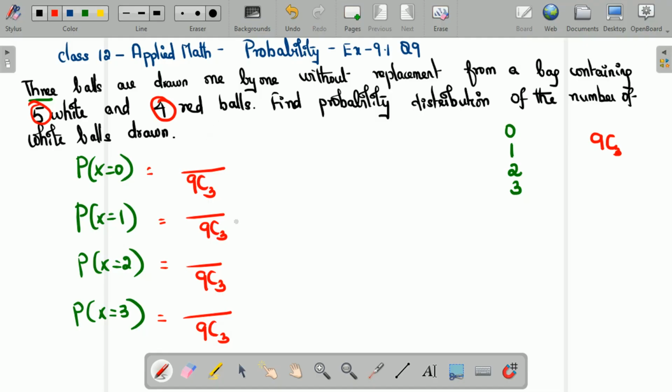Now let us look at the favorable outcomes in each case. When X is equal to 0, it means we are going to pick all the balls as red balls. How many red balls are there? We have 4 red balls, and we're going to pick all the 3 balls from these. So the favorable outcome is going to be 4C3.